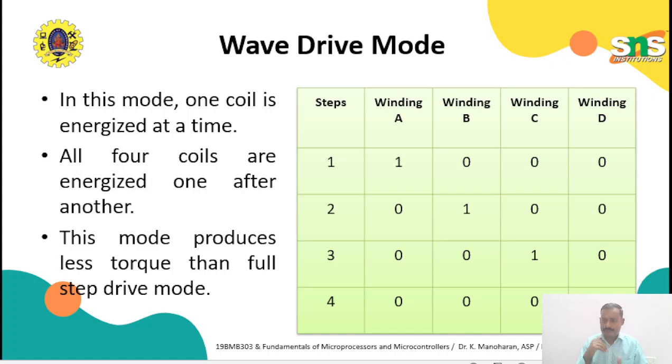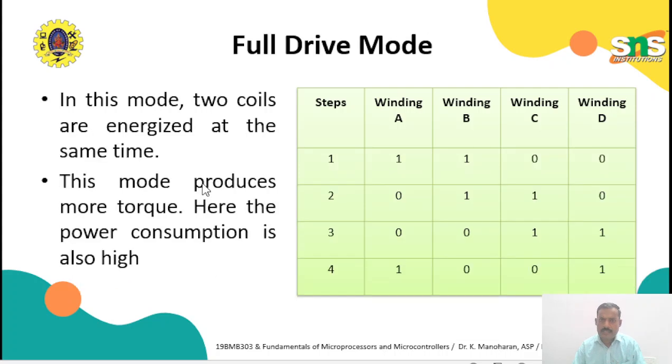For example, if you energize 1, 2, 3, 4, after that we again need to energize 1, 2, 3, 4 to reach the next step angle in the forward direction. These procedures will be repeated till that particular angle is reached. So this is the first mode of driving the stepper motor. Now look at the second mode.